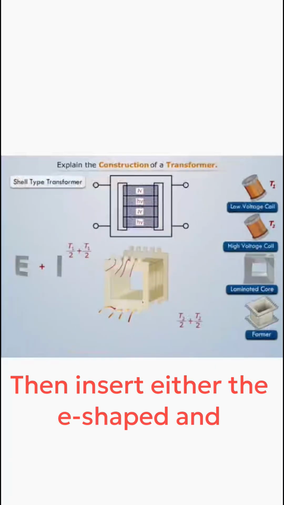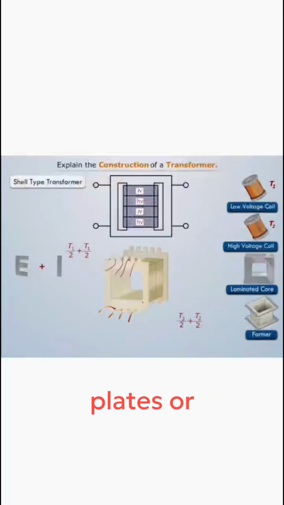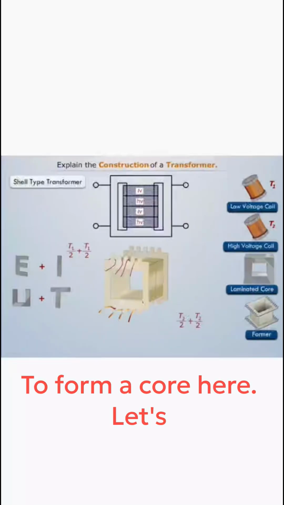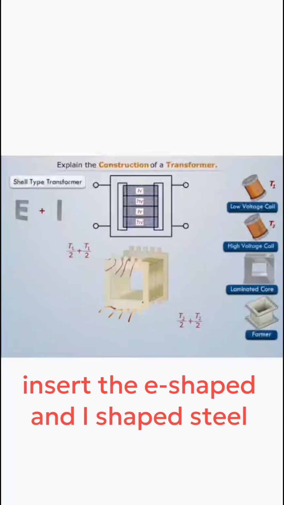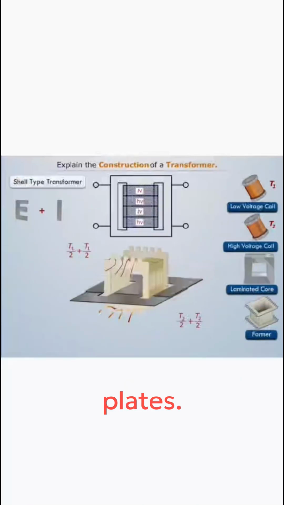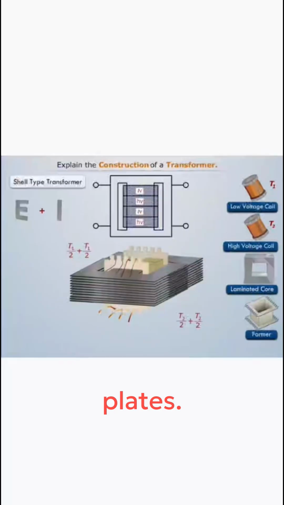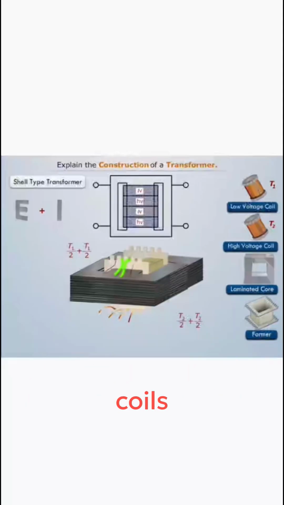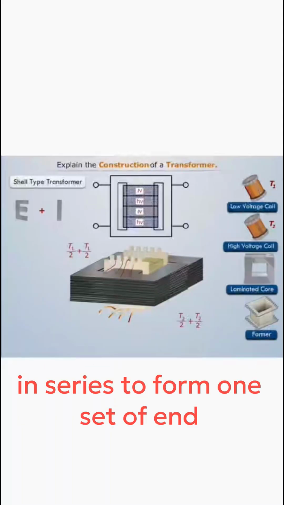Then insert either the E-shaped and I-shaped steel plates or U-shaped and T-shaped steel plates into the frame to form a core. Here, let's insert the E-shaped and I-shaped steel plates. Then connect all the end terminals of the low voltage coils in series to form one set of end terminals.